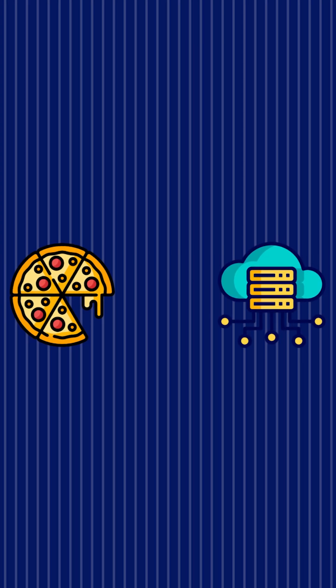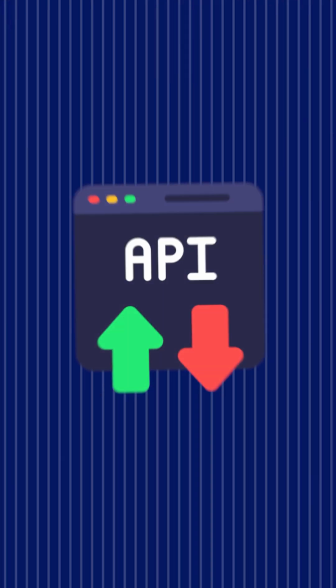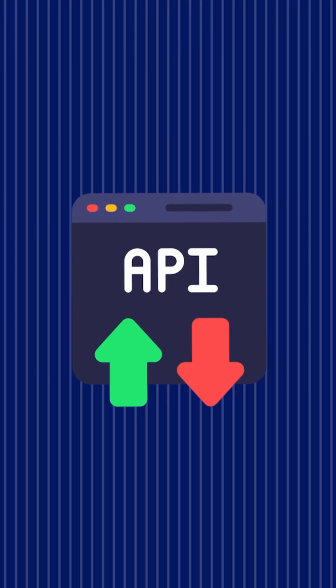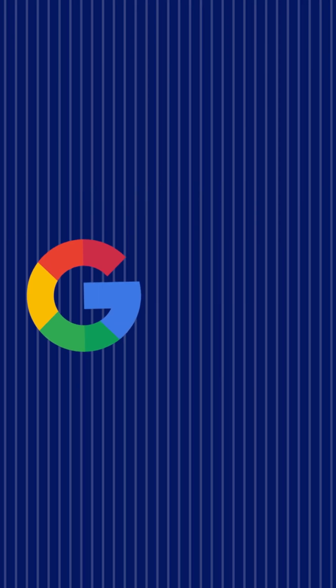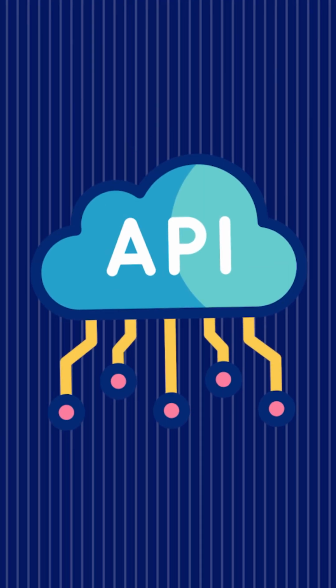When you order a pizza, your request goes to a cloud server, which communicates with a restaurant's system, updates the delivery driver's app, and sends you notifications in real time. These systems also power the APIs that let different services talk to each other. Every time you log in with Google, check your weather app, or use facial recognition, cloud-based APIs are working in the background.